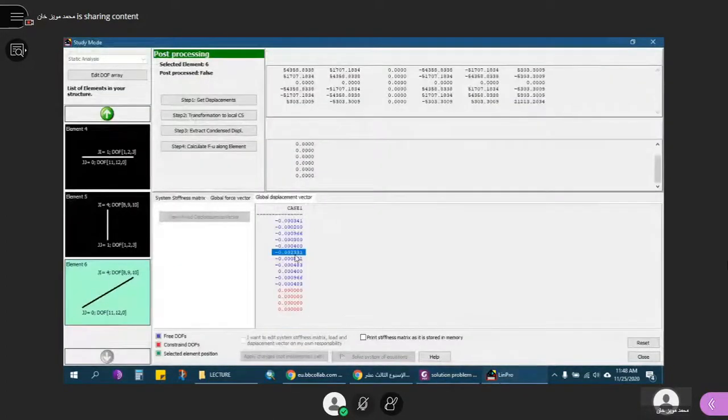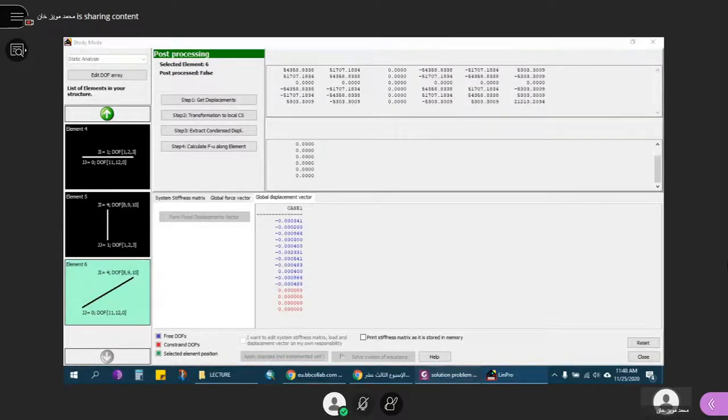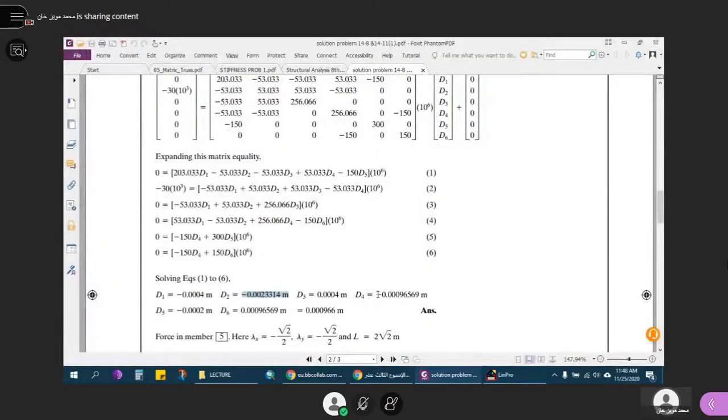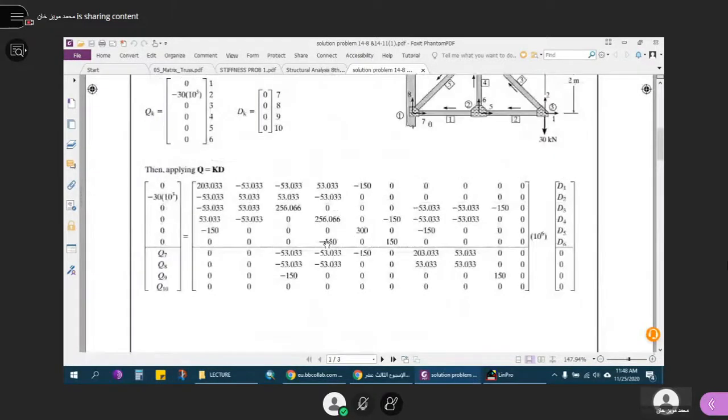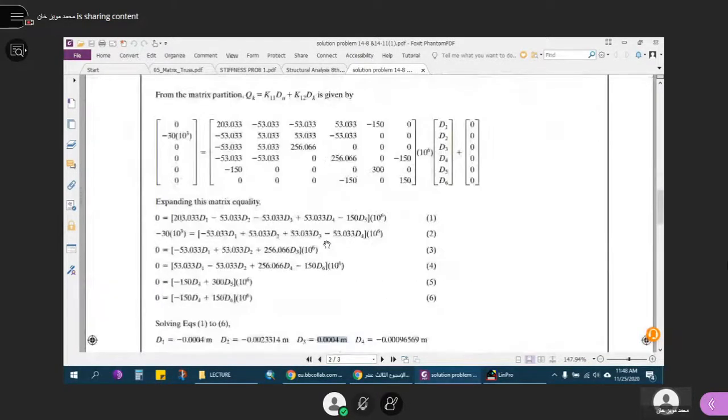Next I have 966, 483. So 966, 483. This one. So this is how you get it: just compare the degrees of freedom assigned by the textbook and by LinPro, and you will get the values accordingly.